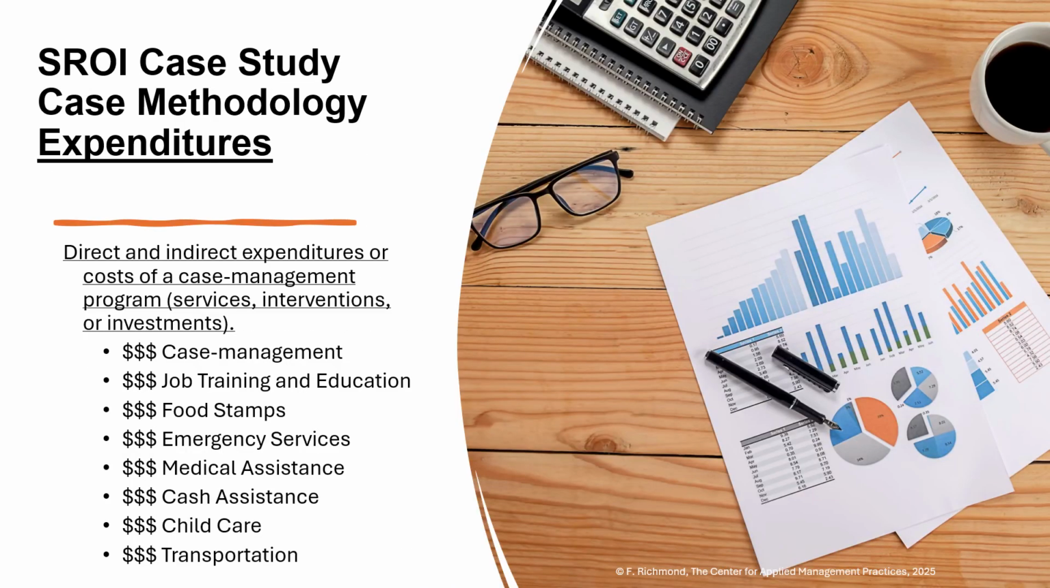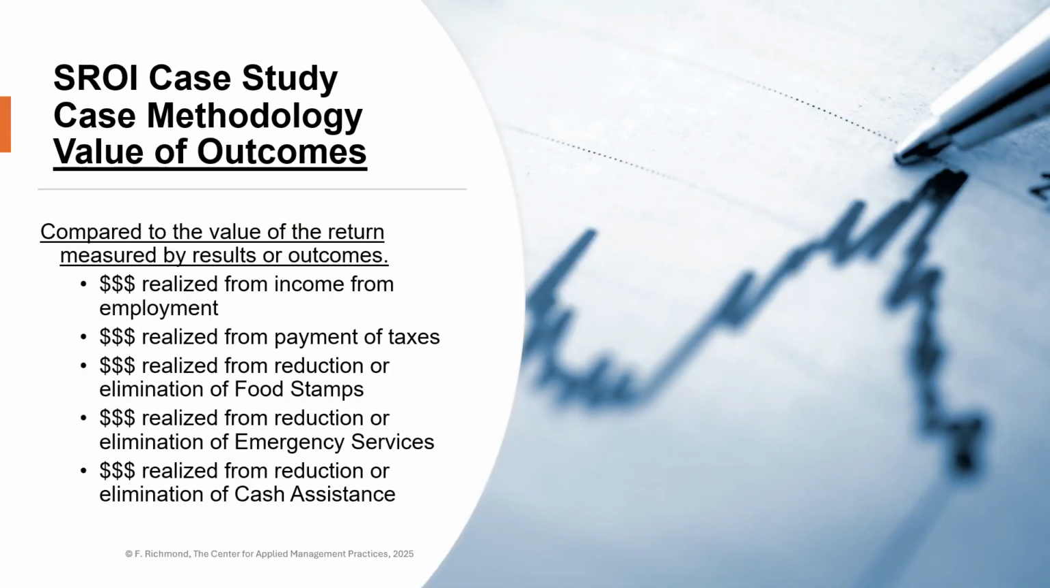What you do is you're comparing the cost, the expenditures. As we mentioned, case management, the accountants in the room could clarify that, but the point is it was all built in. And then you want to compare it to the return: taxes, income from employment, reduction in subsidized benefit, emergency services, things like that.